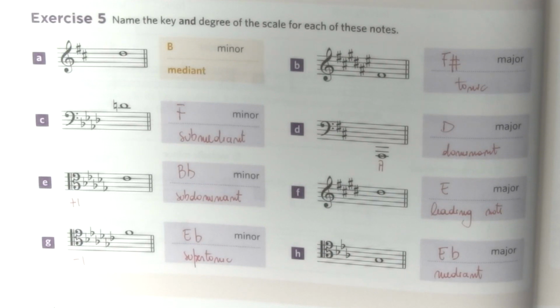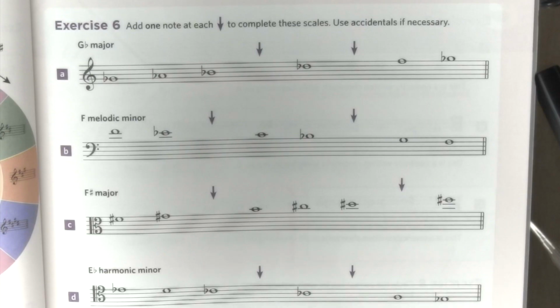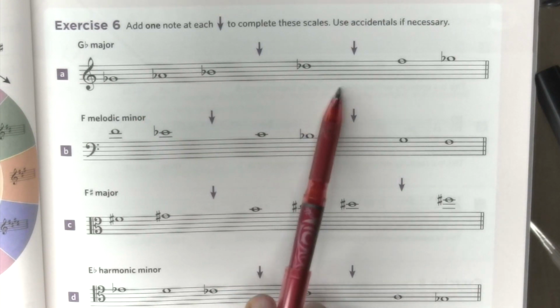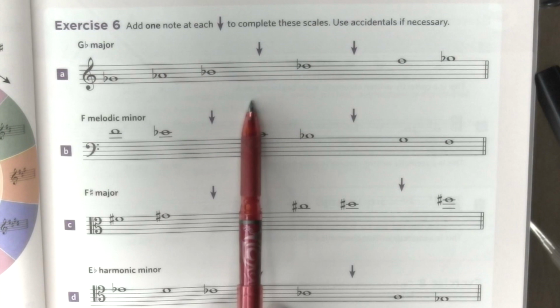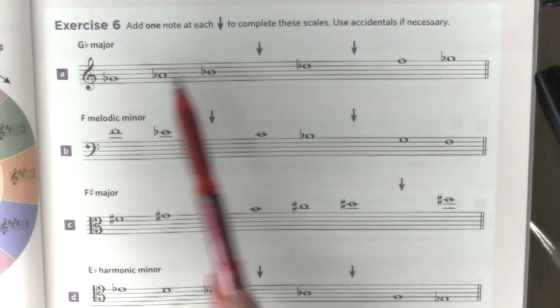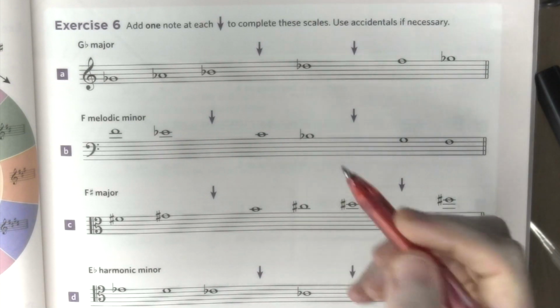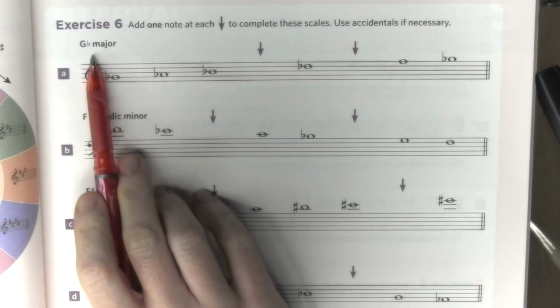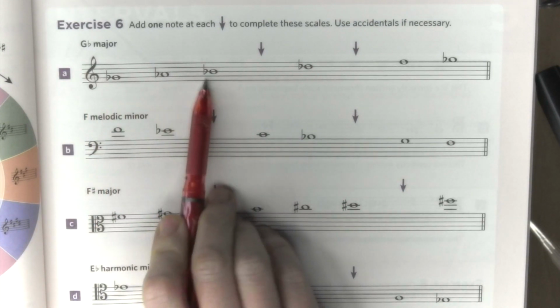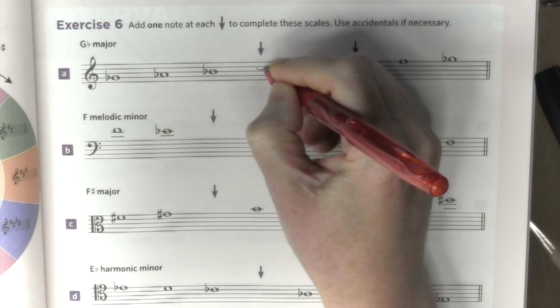Was it helpful? I hope so. In this exercise 6, we are asked to complete the scales, making sure that we add the accidentals if they are necessary. So, as usual, let's fill the gaps. G flat major, sol, la, si, do.